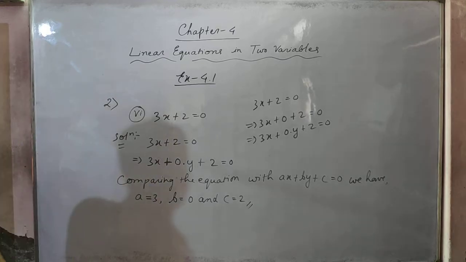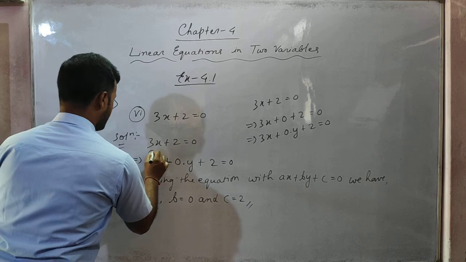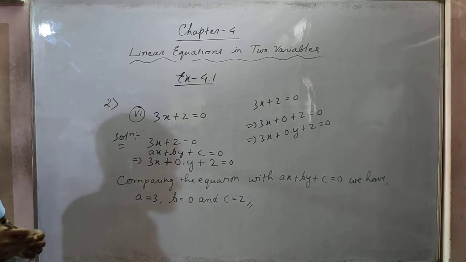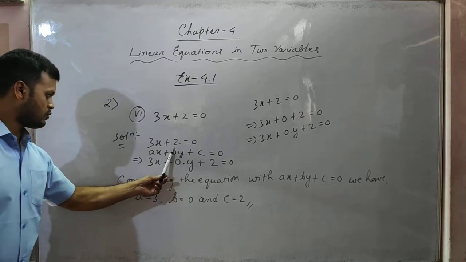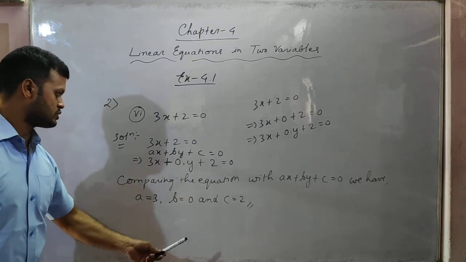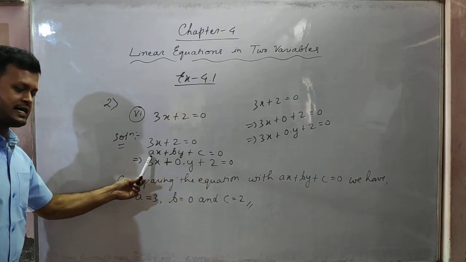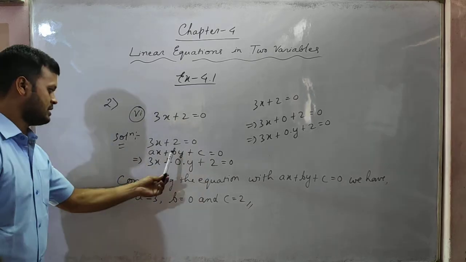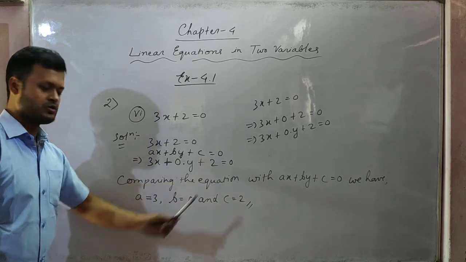So comparing the equation with ax plus by plus c is equal to 0. Now you compare, students. Now along with x, a is there, along with x, 3. So a is equal to 3. Along with y, b, and along with y, 0. So b is equal to 0 and c is equal to 2. Understood? Just compare and write the values of a, b, and c. Along with y, b is there, along with y, 0 is there. So b is equal to 0, and at last c is equal to 2.